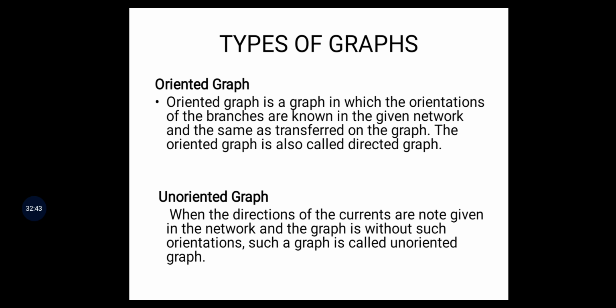There is another type, the unoriented graph. An unoriented graph means when the directions of the currents are not given in the network and the graph is without such orientations, such a graph is called an unoriented graph. If in a given network there are no current directions, then we don't represent them in the graph. So these oriented graph and unoriented graph are the two types in graph theory.